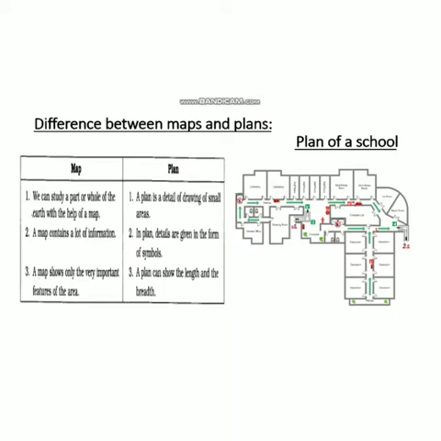A map contains a lot of information, while in a plan, details are given in the form of symbols. A map shows only the very important features of the area, but a plan can show the length and the breadth. In simple words, we can say that while a plan shows a school or a part of a neighborhood, a map shows the whole city, district or state.